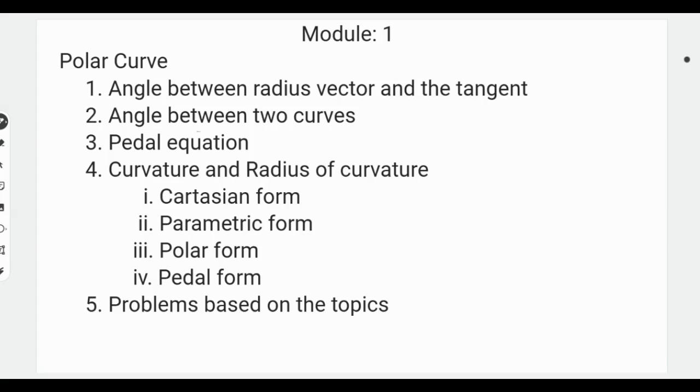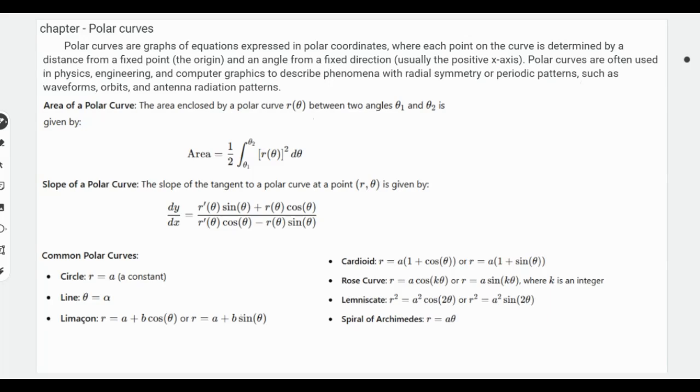Moving on with module 1. In module 1 we have polar curves. What are the topics which are going to be covered in module 1? Here we'll be covering polar curves. Under that we will be finding the angle between radius vector and the tangent, angle between two curves, pedal equations, curvature and radius of curvature. In curvature and radius of curvature we have different forms, that is Cartesian form, parametric form, polar form, pedal form, and then we'll be solving problems based on all the topics which we have discussed. So the first topic is polar curve.